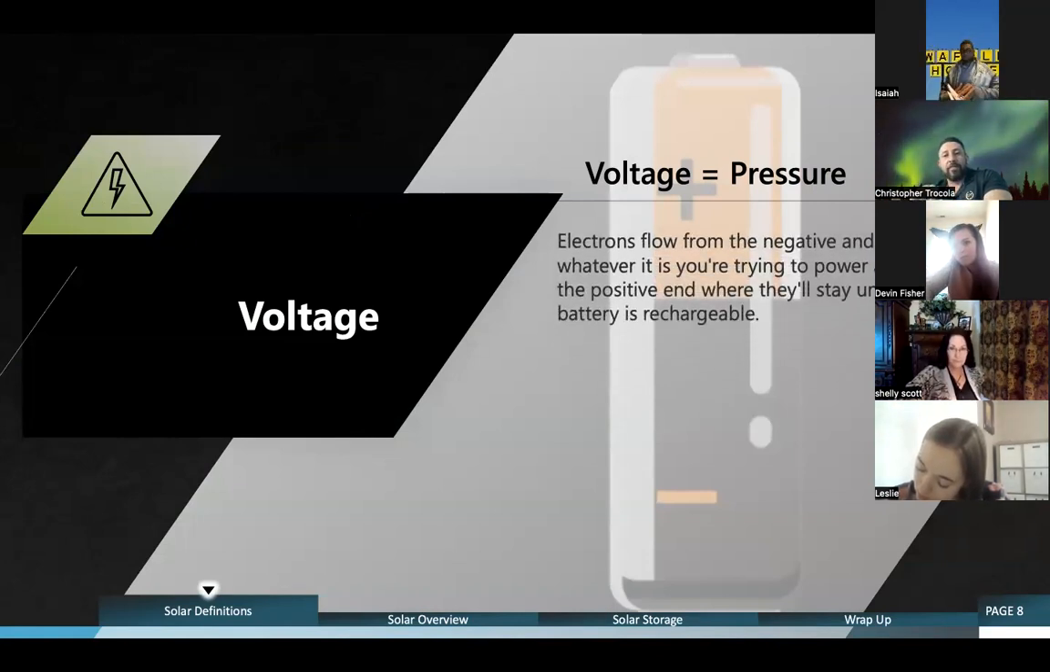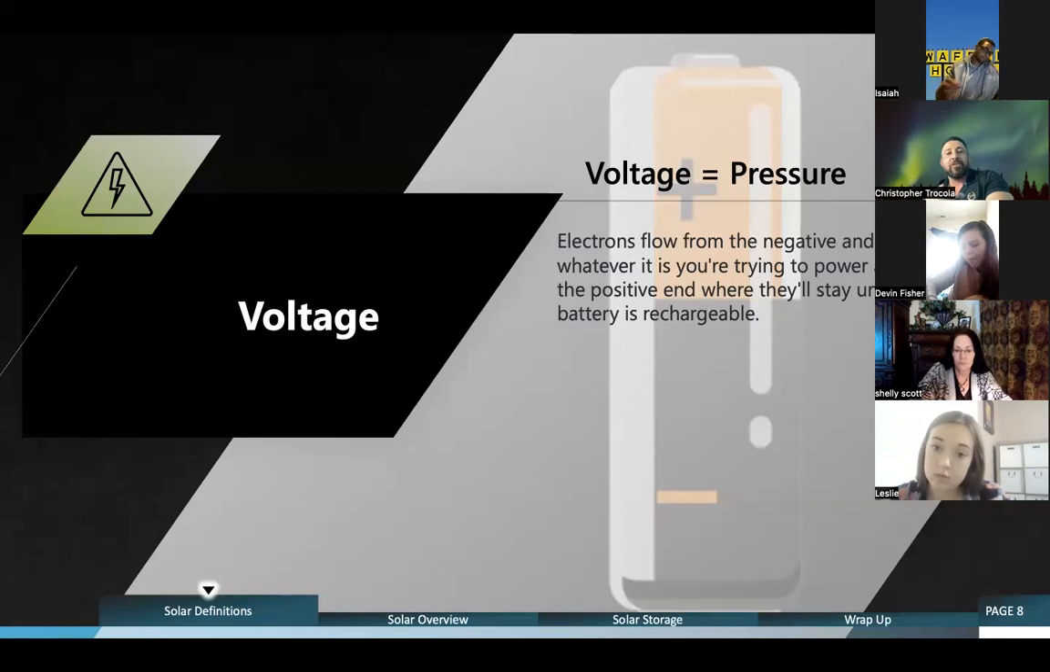Okay. Electrons flow from the negative through whatever you're trying to power and then end up at the positive end where they stay unless your battery is rechargeable. Okay. So I actually have a little GIF that shows this later, but all the actual power is going to be stored on the negative end and it goes to the positive end and it stays there. If your battery is rechargeable, then it brings the power back down to the negative end so it can continue that circuit after the fact. Okay. That's the difference between them.